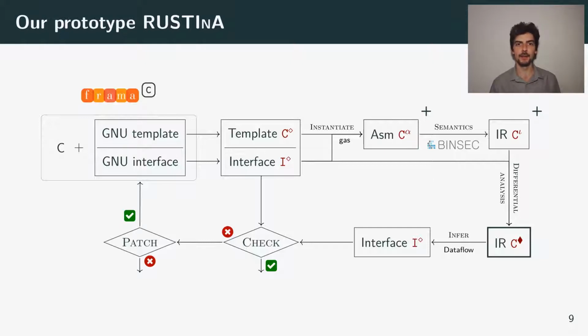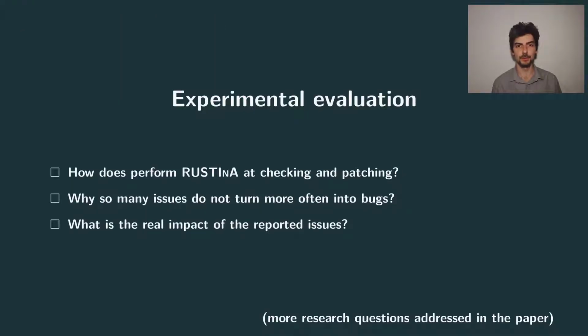More detail can be found in the paper, like how we deal with token identification. Let's now jump into the experimental results. In this talk, I will focus on 3 research questions. How does RUSTINA perform? Are the compliance issues really dangerous? And what is the concrete contribution of all of this?